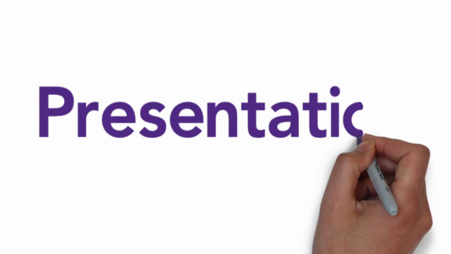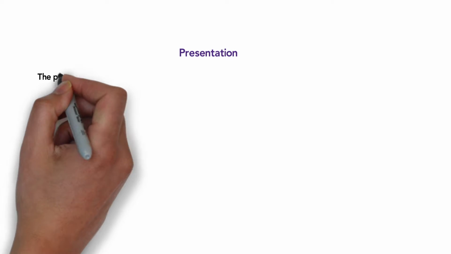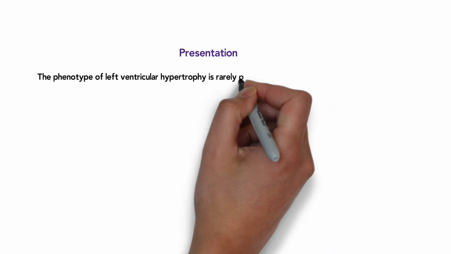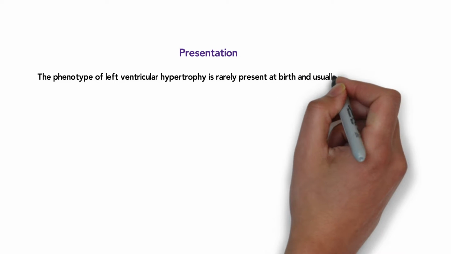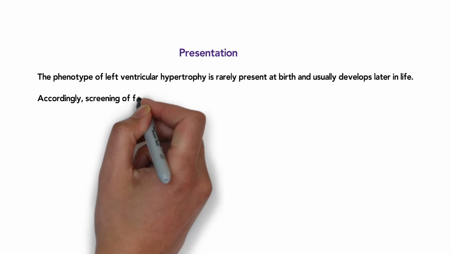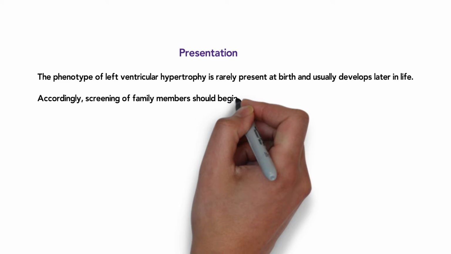Presentation. The phenotype of left ventricular hypertrophy is rarely present at birth and usually develops later in life. Accordingly, screening of family members should begin in adolescence and extend through adulthood.